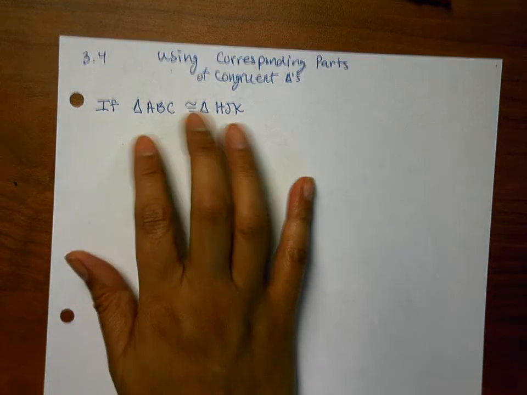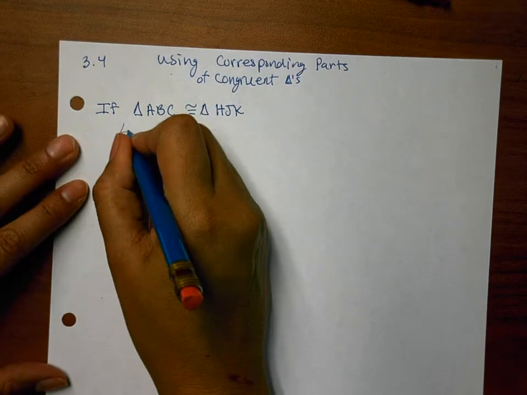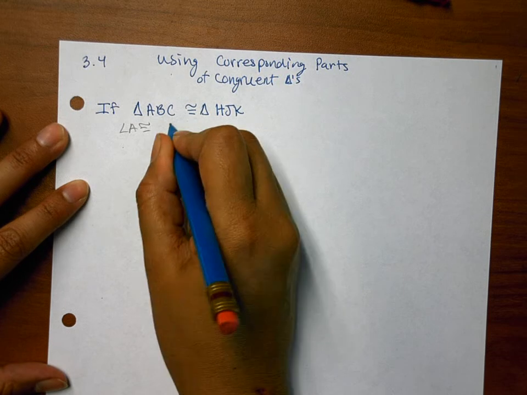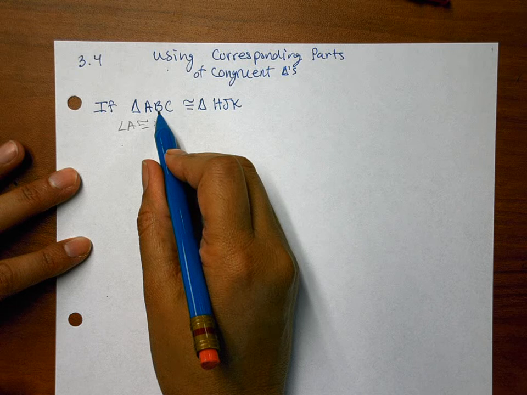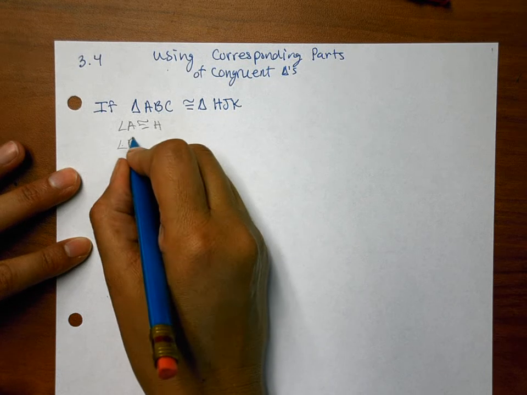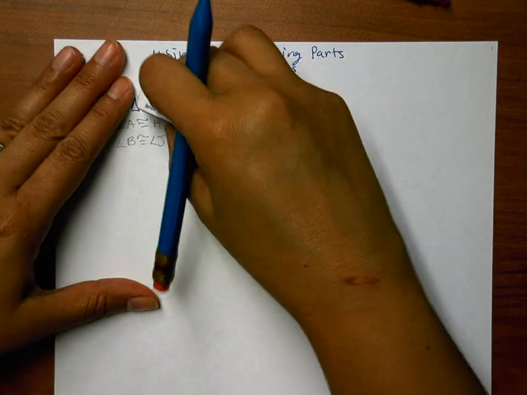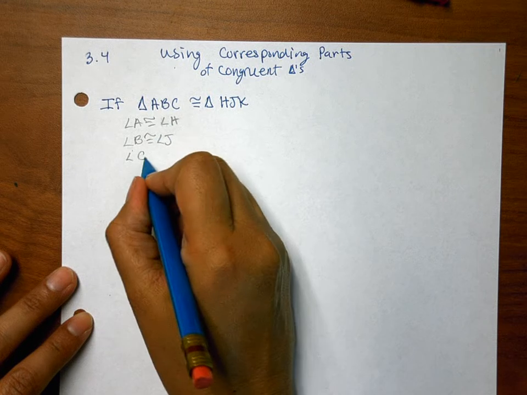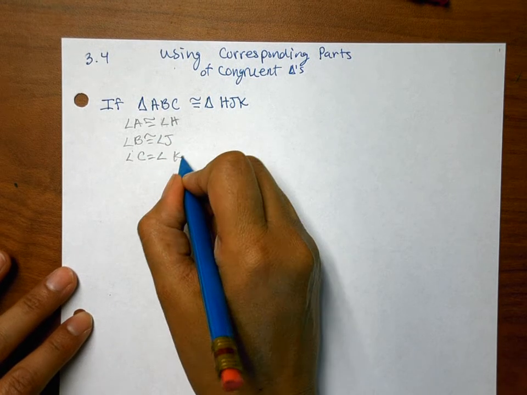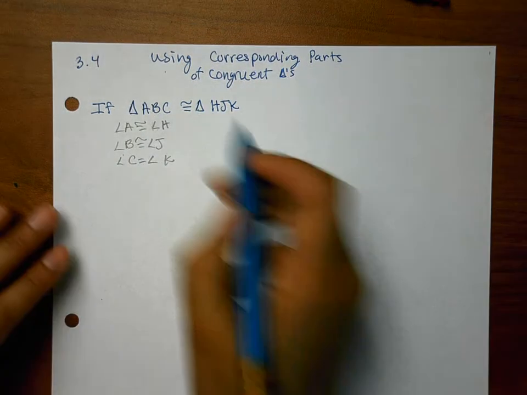So if I gave you this statement like this, we can conclude, let's write this down, that angle A is congruent to angle H. We don't need the image drawn for us. We can also conclude that angle B is congruent to angle J. Got my angle marking there. So A was congruent to H, B is congruent to J, and angle C is congruent to angle K.